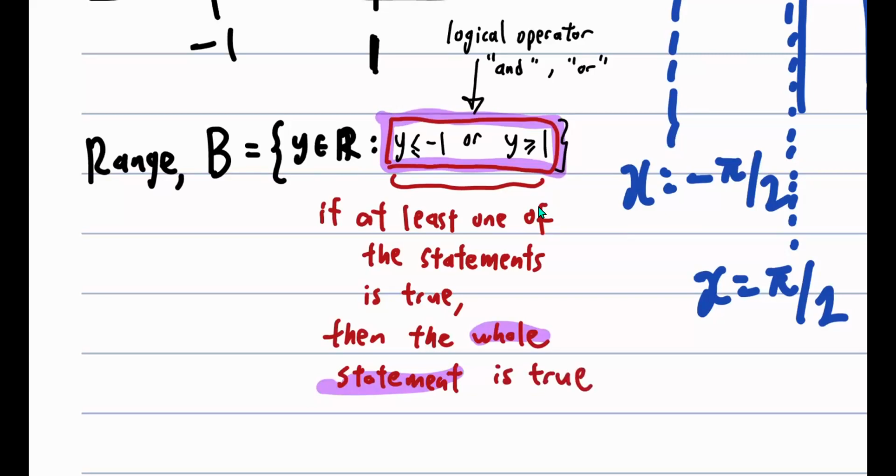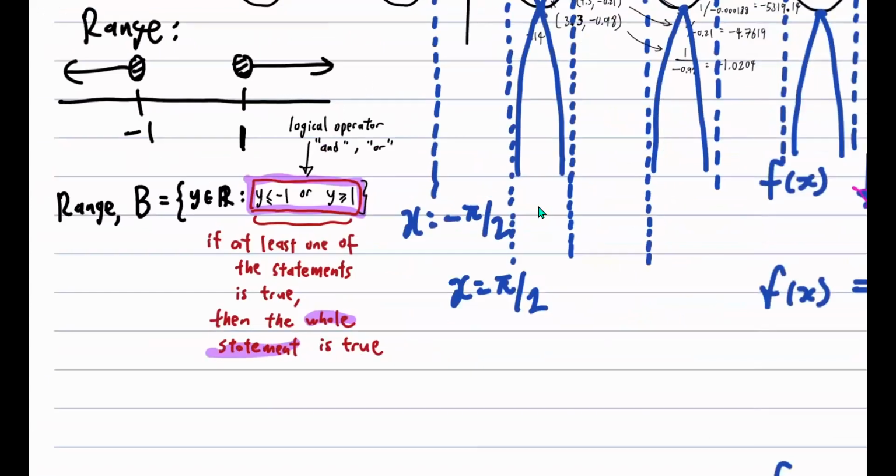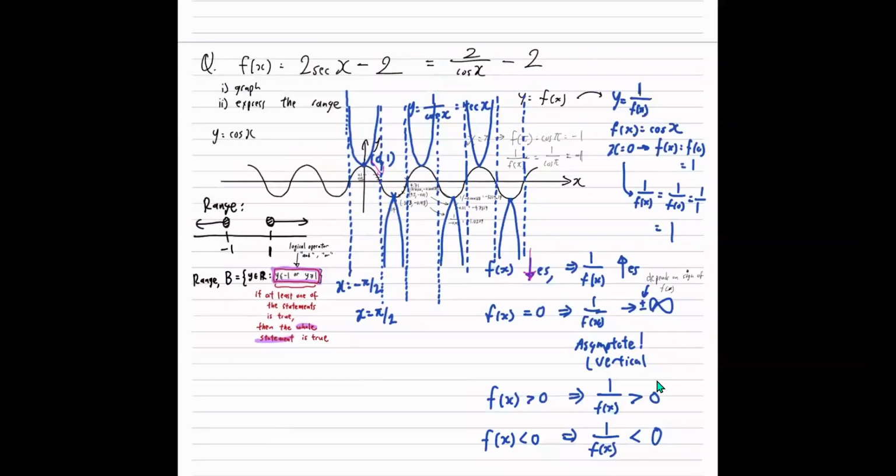Okay, that's a logical or. If you learn programming coding, then you'll know this. Okay, that's how you describe the range. Let's see another question. What's another question? You probably don't know.